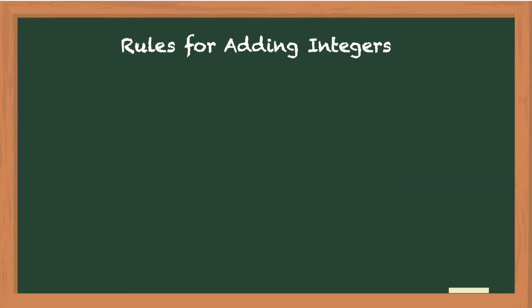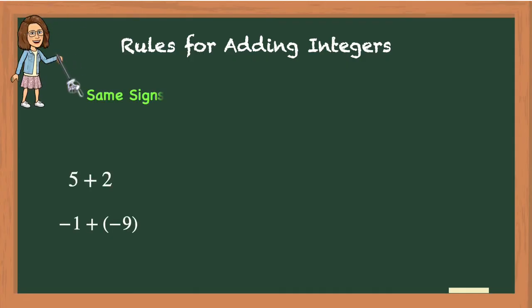Now that you've practiced adding integers using number lines, it is time to look at the two rules for adding integers without having to use the number lines. I think you'll find them to be pretty straightforward and very easy to understand. The first couple of expressions that we looked at, both of the integers had the same signs: positive 5 plus positive 2 and negative 1 plus negative 9.